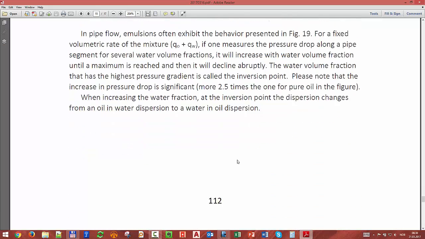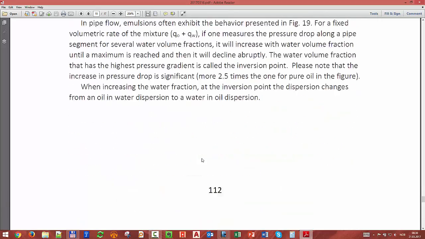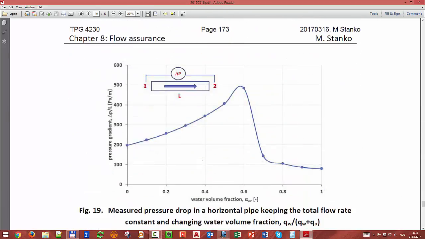But the main consequence is that if you measure, and I think I put that figure in also, but by hand, now you have it a bit nicer. If you measure for the same total rate, oil plus water, the delta P, you will see that if you change the water volume fraction, that is Q water divided by Q oil plus Q water, it starts to increase until it reaches a point of maximum pressure drop, and then again starts to decline.